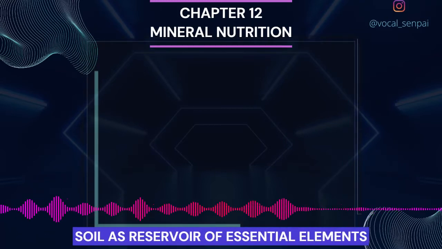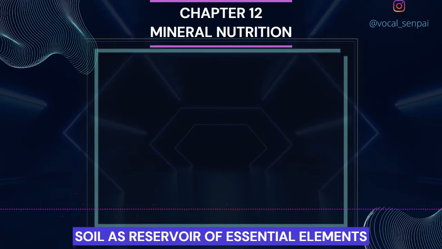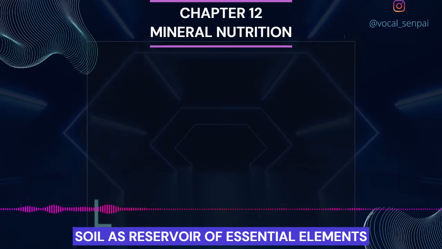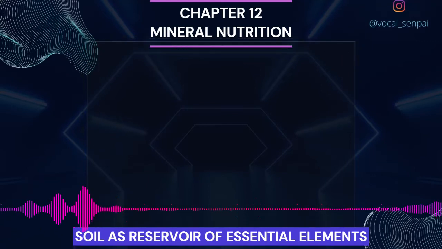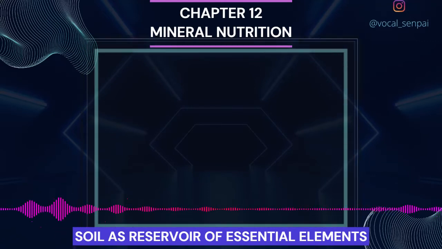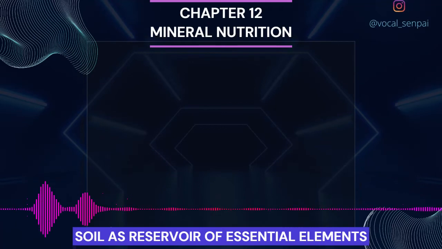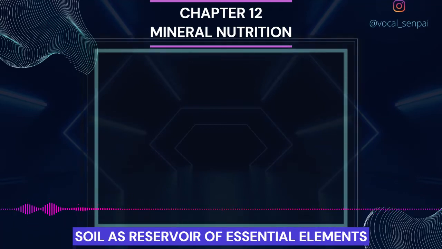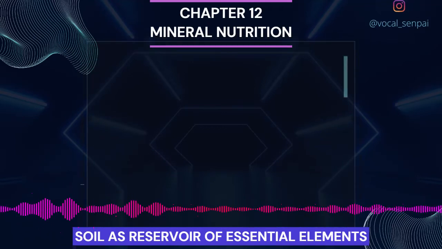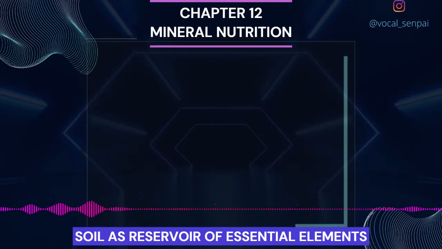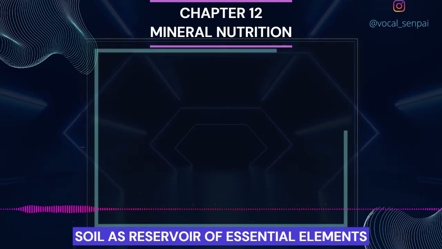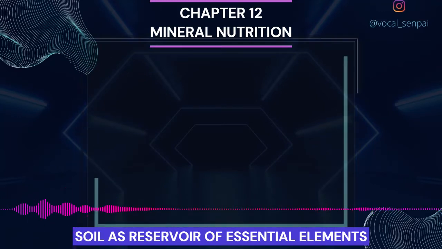Soil as reservoir of essential elements. Majority of the nutrients that are essential for the growth and development of plants become available to the roots due to weathering and breakdown of rocks. These processes enrich the soil with dissolved ions and inorganic salts. Since they are derived from the rock minerals, their role in plant nutrition is referred to as mineral nutrition.